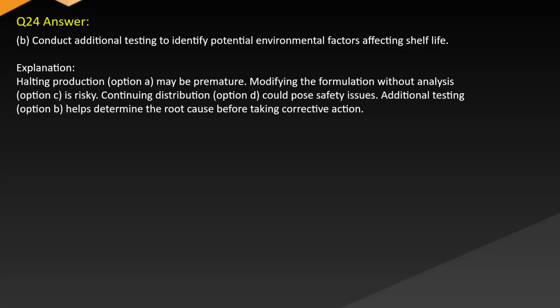Answer: B. Conduct additional testing to identify potential environmental factors affecting shelf life. Explanation: halting production, Option A may be premature. Modifying the formulation without analysis, Option C is risky. Continuing distribution, Option D could pose safety issues. Additional testing, Option B helps determine the root cause before taking corrective action.